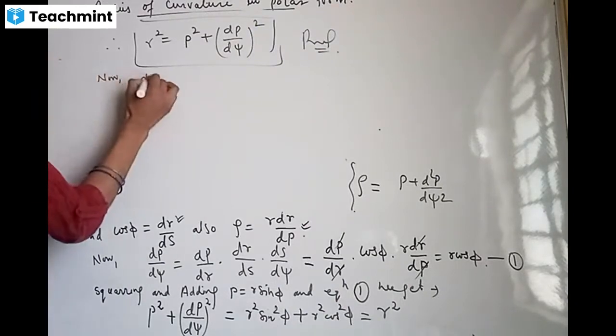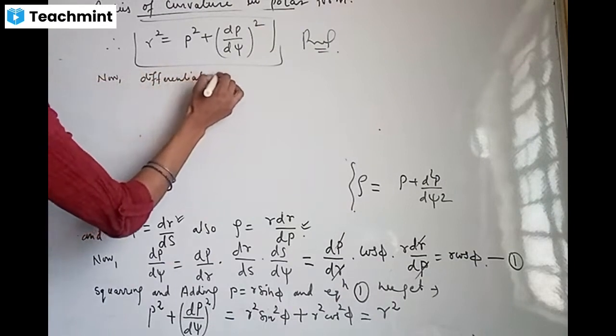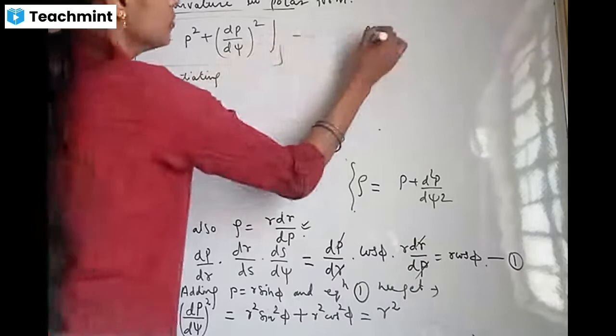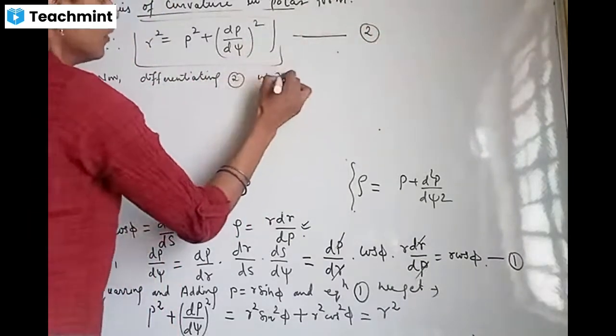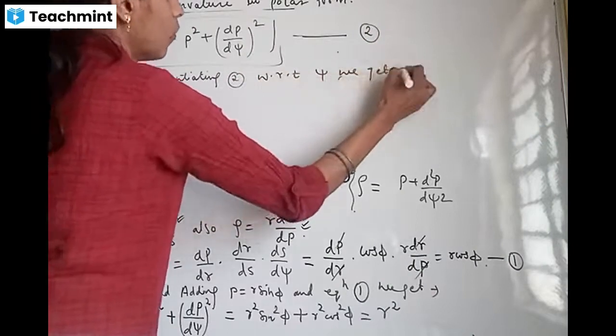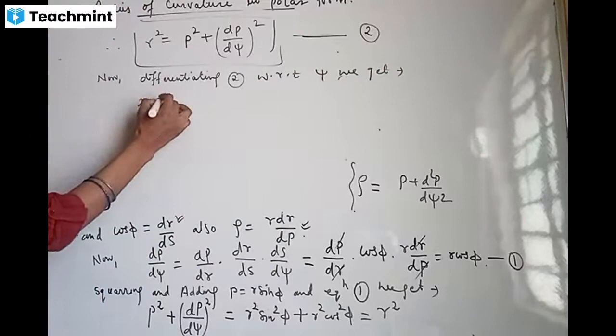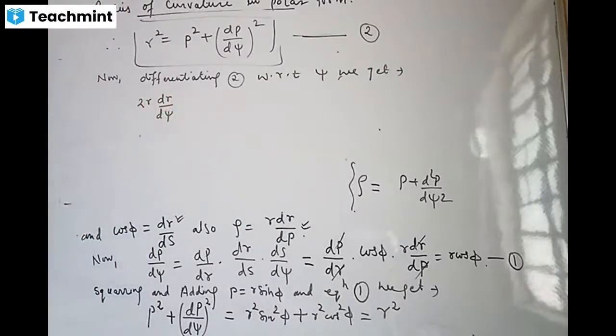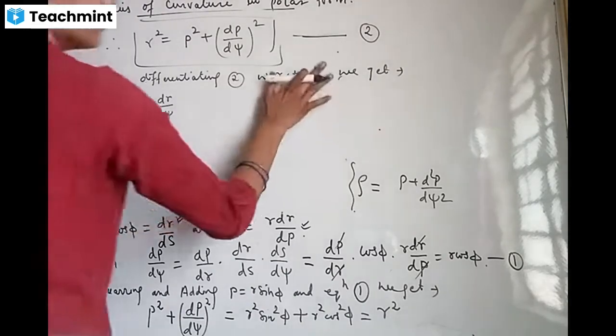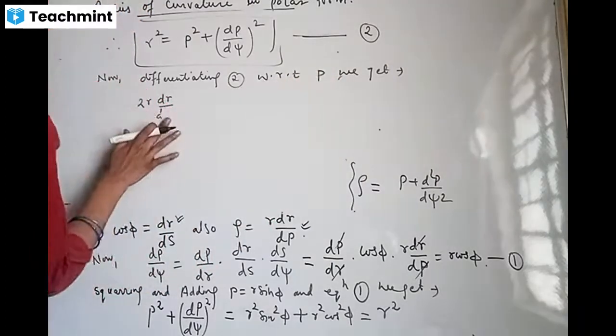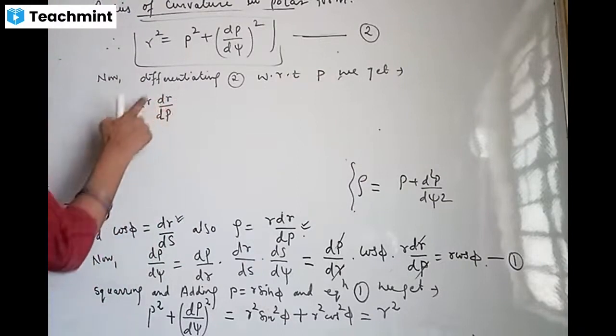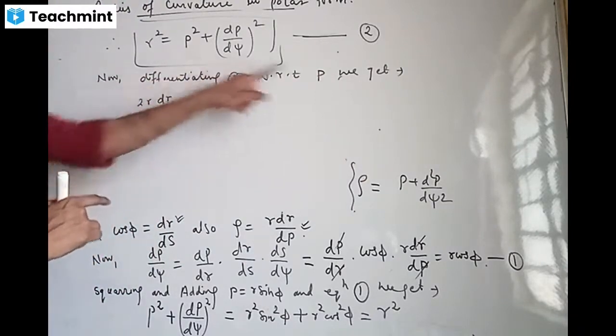Now differentiating, put this as some name, say equation number 2. So differentiating 2 with respect to psi. While differentiating with respect to psi, what we have? 2r dr by d psi. Wait. We have d2p by d psi too, no? So we are going to differentiate with respect to p. Then we are constructing this as r dr by dp as rho. We are using this r dr by dp as rho. That's why now I have changed this from psi to p.